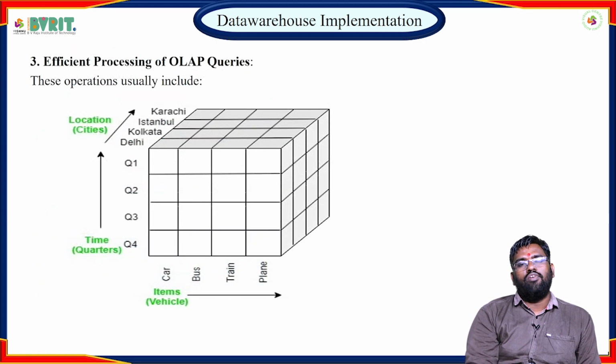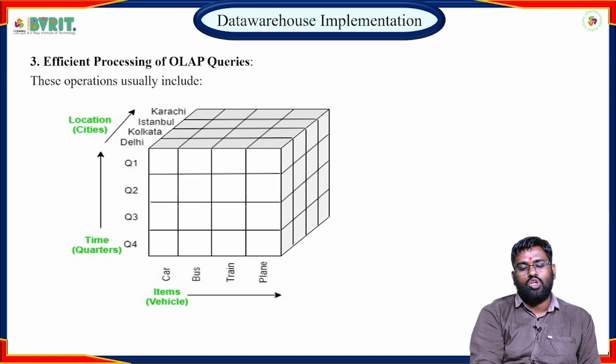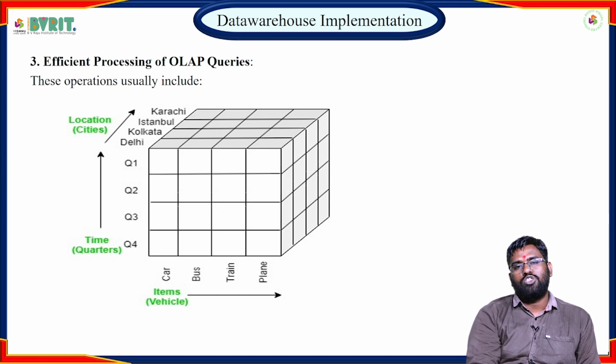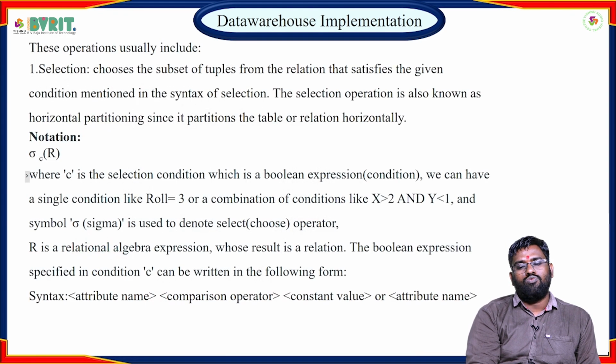Next one, efficient processing of OLAP queries. Efficient processing of queries means we have n number of queries, OLAP operations. We need to perform the OLAP operations by using the multidimensional cube. This is a multidimensional cube. On the x-axis we are showing items, on the y-axis times, and on the z-axis location. Based on this multidimensional table, I want to implement this in the form of OLAP operations. We have 7 types of OLAP operations. I will show you one by one. So the first one is selection. This is one of the types of OLAP operation.